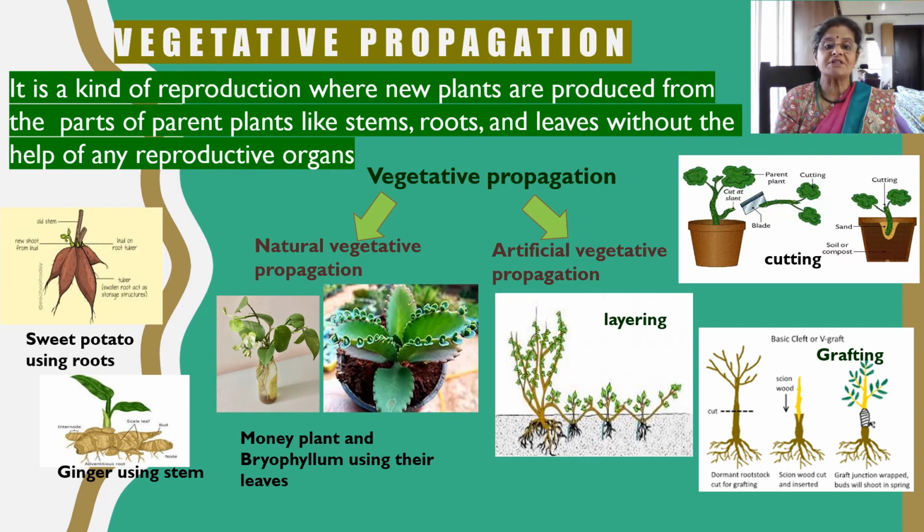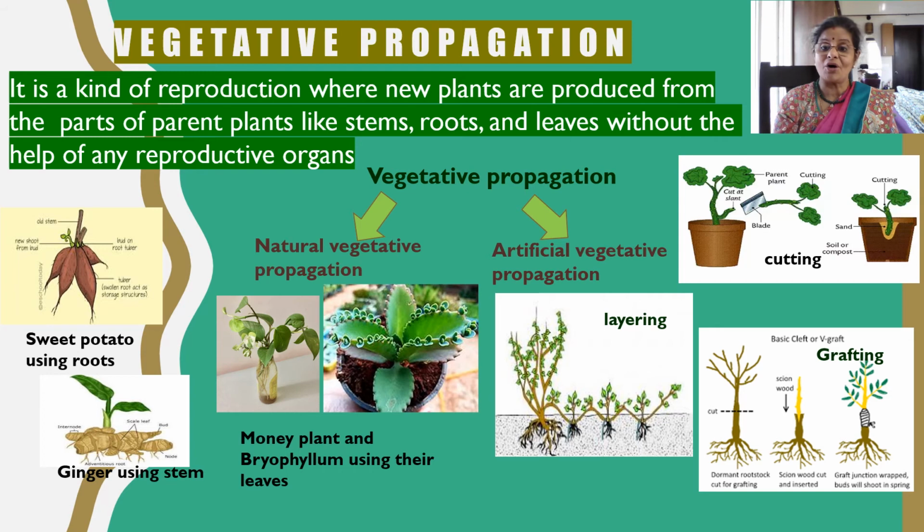And artificial vegetative propagation, there are three different types shown here. The first one is layering, a typical example is jasmine. The next one is cutting: bougainvillea, rose, and even sugarcane. And the next one is grafting. Different types of grapes, mangoes, and citrus fruits can be grown by grafting.